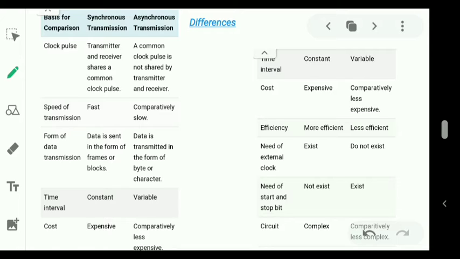Time interval: in synchronous it is constant, in asynchronous it is variable. Cost: synchronous is very expensive, as synchronization has to be established and then the transmission takes place. Asynchronous is comparatively less expensive than synchronous. Time interval is constant in synchronous and variable in asynchronous. Why variable? You don't know after one data packet how long it will take for the next one to be received.